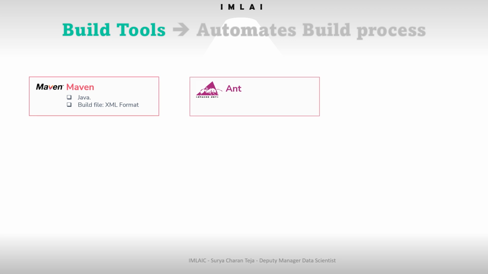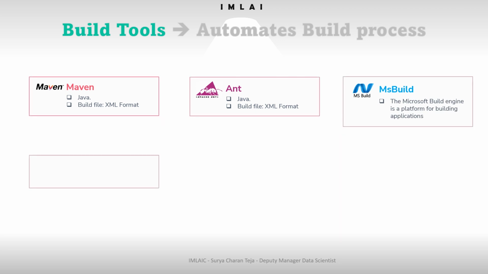We have one more tool for Java, that is Ant. But there is more scripting involved in Ant, and that's the reason Maven generally supersedes Ant. Then we also have more tools. MS Build is the Microsoft build engine. If you are writing code for a Microsoft product, you will be using a build tool like MS Build. And there is one more tool, Gradle. Gradle uses a different kind of scripting format.